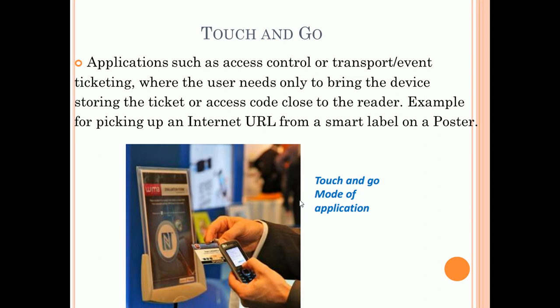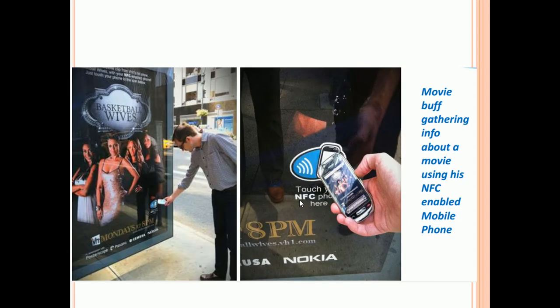Applications such as access control or transport or event ticketing, where the user needs only to bring the device storing the ticket or access code close to the reader. Example, picking up an internet URL from a smart label on a poster. Here you can see in the picture a movie buff gathering information about a movie using this NFC enabled mobile phone.